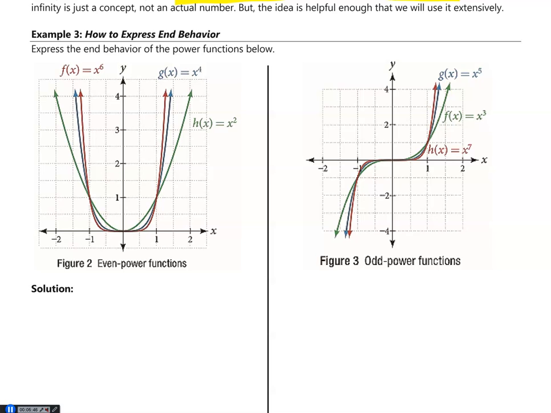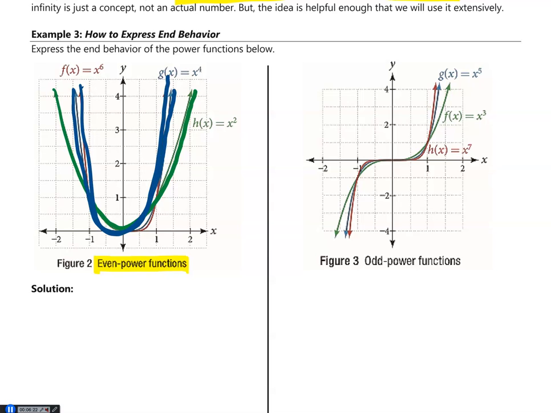Always think about what happens on the graph when you go to the left or when you go to the right. So by looking at these even power functions, the green graph is h(x) = x squared, and the blue is x to the fourth. x to the 6 is this red one here. So these are all even power functions. Look at the powers 2, 4, and 6.